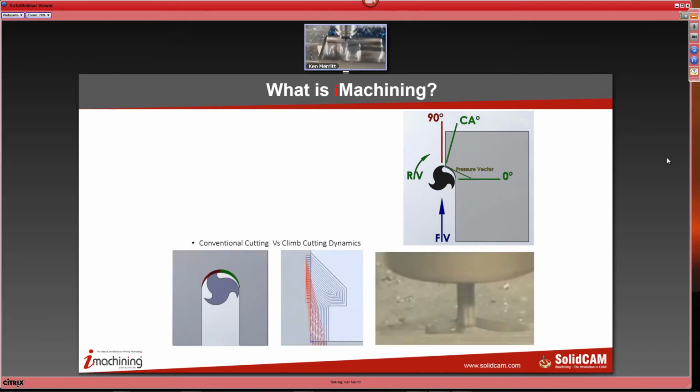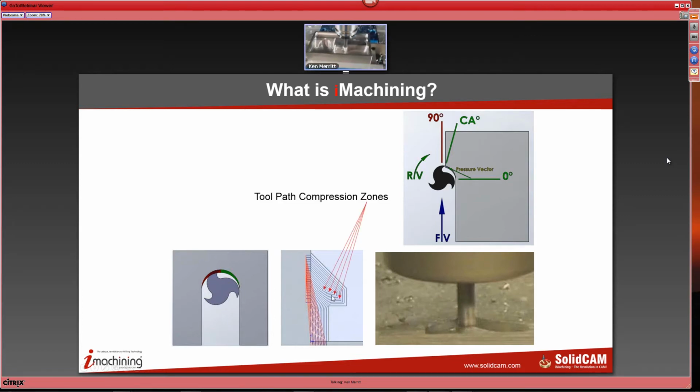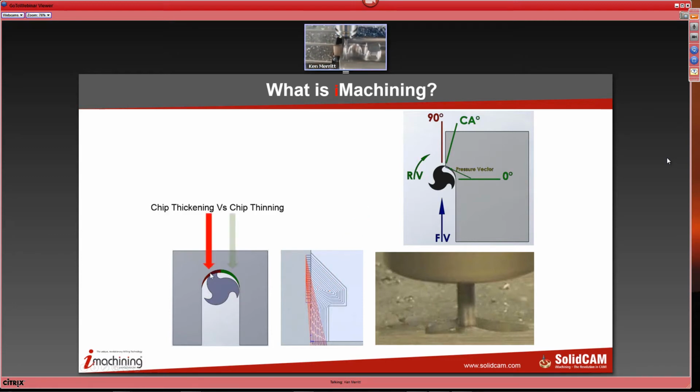Well, we have two different modes of cutting when we're in a general traditional style toolpath. In a traditional toolpath, we have these sharp angles of change here that I call compression zones. These are the areas where the tool has to change direction abruptly, which creates a condition where the tool is overloaded in the cut. And as you can see by this picture here, we're in a full slot cutting mode, okay? And that leaves us in a situation where we have chip thickening on one side and chip thinning on the other side, okay?